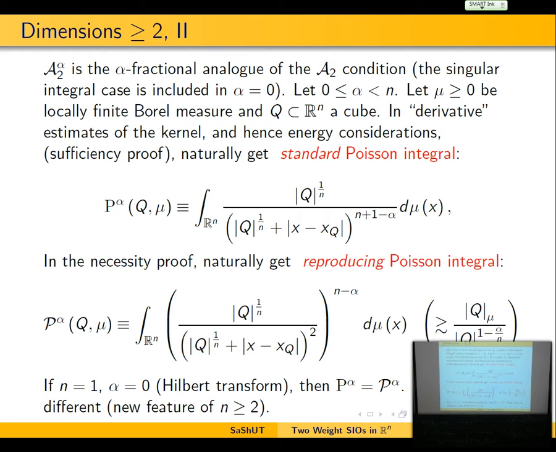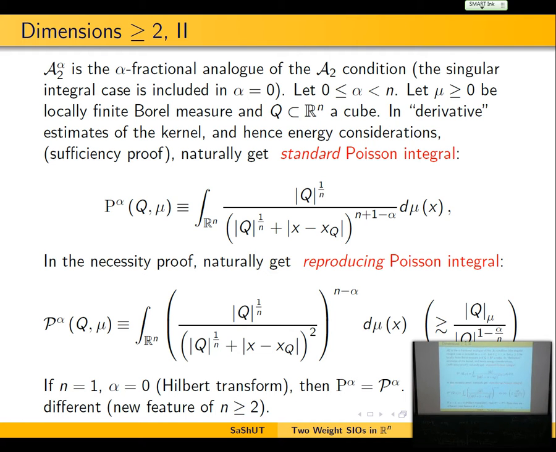The next thing is that A2 here in higher dimensions has a certain glitch. So let me explain. There are two kinds of Poisson kernels that appear in higher dimensions. We are considering fractional singular integrals, so the kernel has singularity of order n minus alpha. Alpha equals 0 is the singular integral case. And you get, on the one hand, the so-called standard Poisson integral, which is this one. Here this is Lebesgue measure, I mean, the volume. So this is the side length of the cube Q.